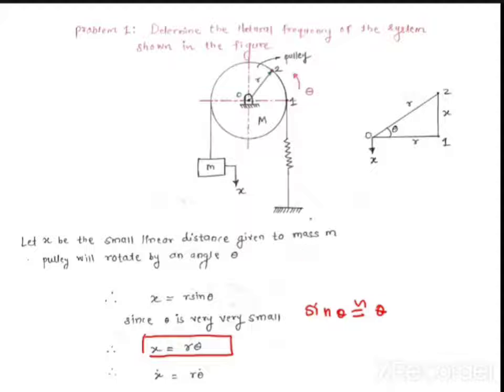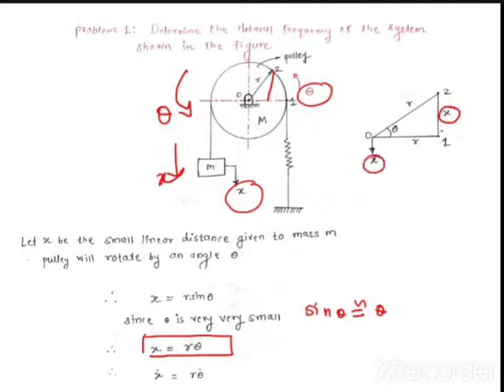So how did I start? They have given you nothing, just a system. I have given a small displacement x. Since the center of the pulley is fixed, I have considered the rotational motion of the pulley only. Since x is in a downward direction, theta will be anti-clockwise. So the pulley will rotate by an angle theta. I have considered it as a triangle because the 1 to 2 distance, which is x, is very small. So instead of considering this a curve, I have considered it a straight line. So between theta, r and x, I have got a relation.